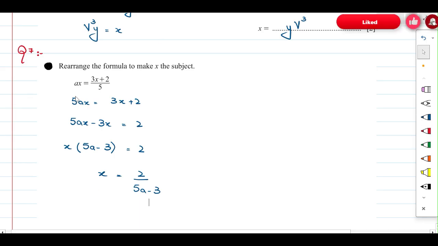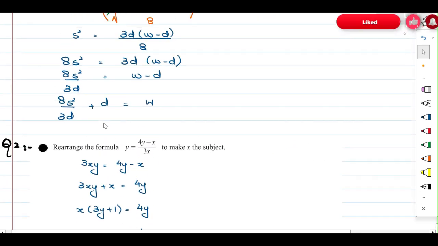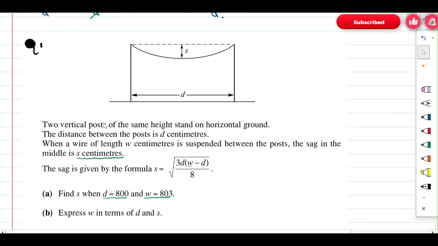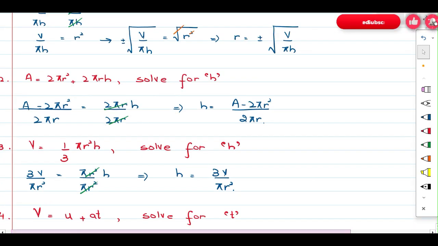So we did 7 past paper questions related to algebraic manipulation and some other examples as well. I hope you understand how we solve the topic of algebraic manipulation.